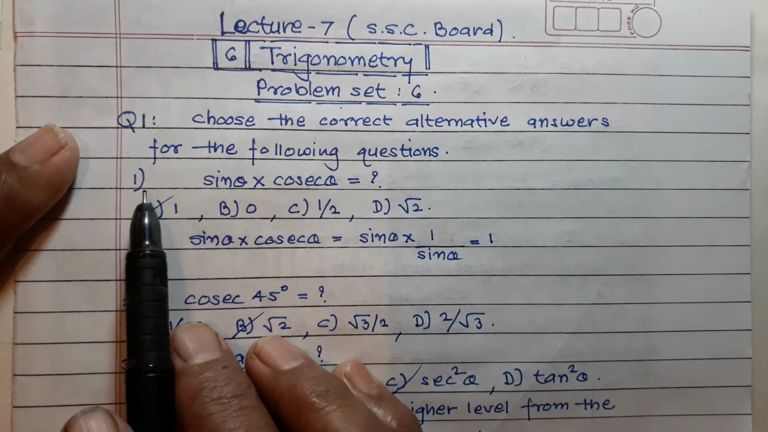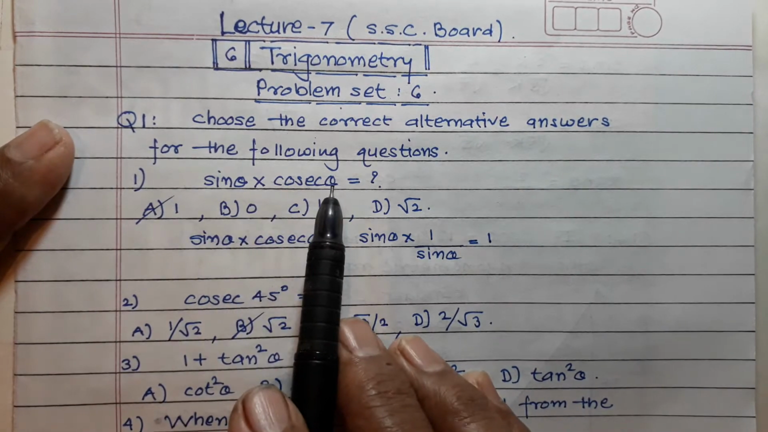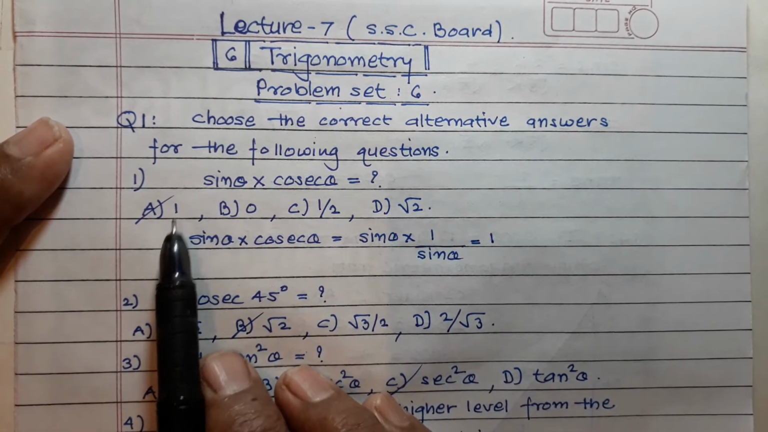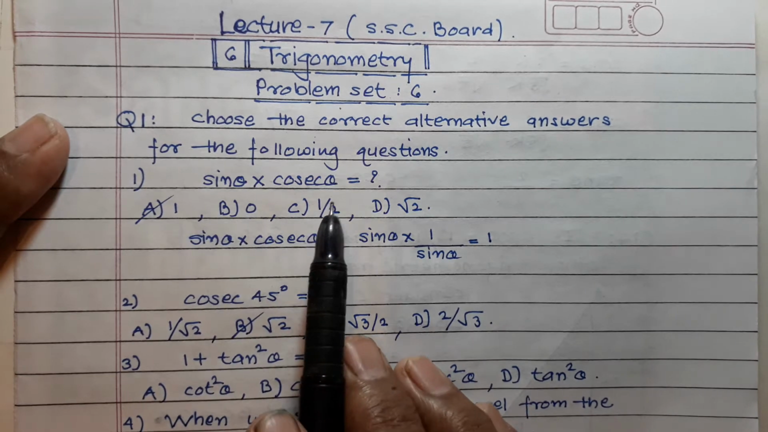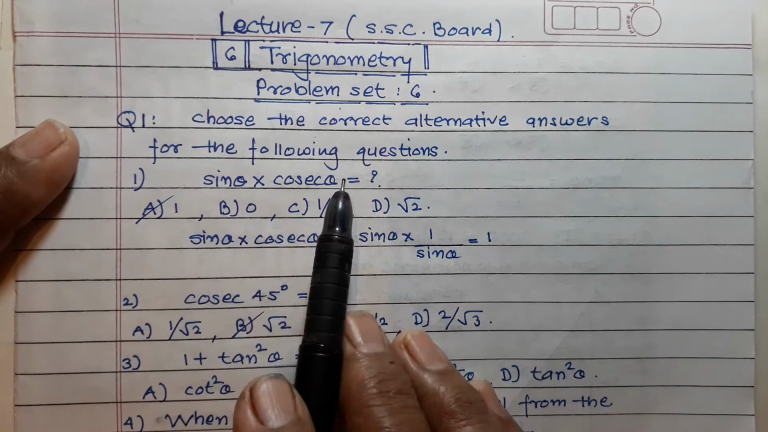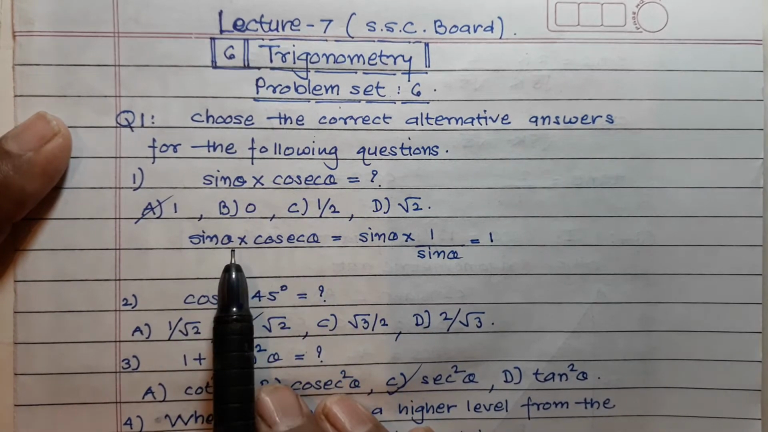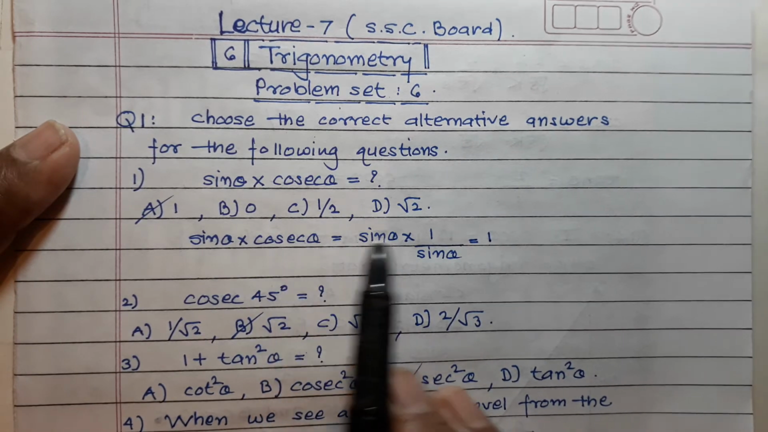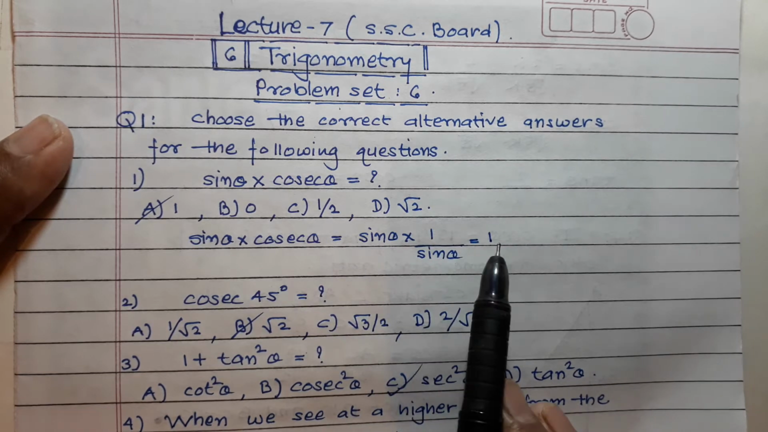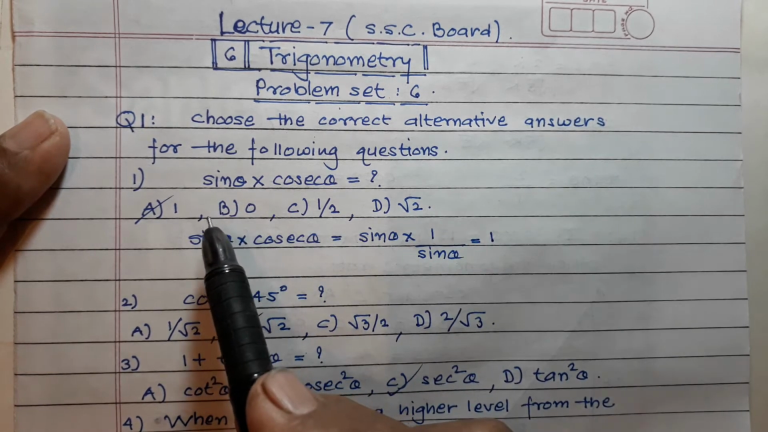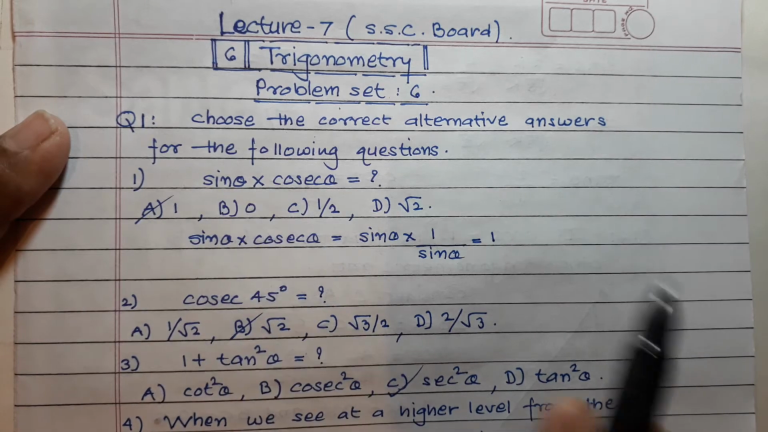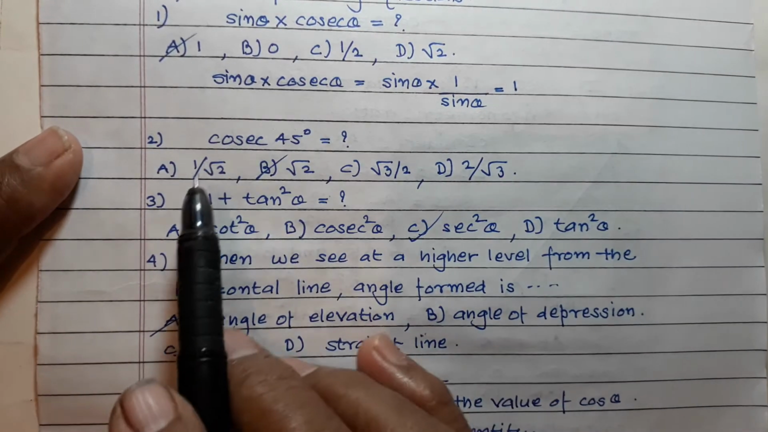Okay, question number 1. Sin theta into cosec theta is equal to, here some options are given: A 1, B 0, C 1 upon 2, D root 2. Now you know cosec theta is equal to 1 upon sin theta, and therefore sin theta into 1 upon sin theta is equal to 1, and hence the correct alternative is 1, that is A.